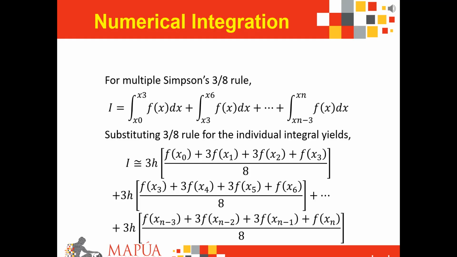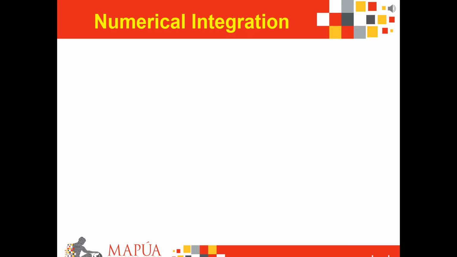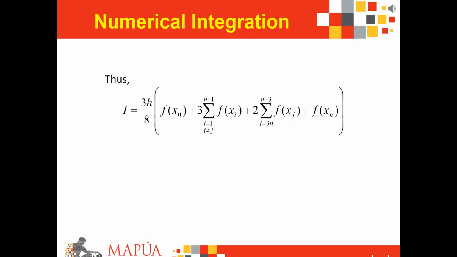Note that each cubic function has a factor of 3h over 8. Therefore, we could factor it out and end up simplifying your given functions to be like this, whereby your h or step size is still multiplied by a factor of 3 over 8. And the pattern of your function now becomes: the first function and the last function are multiplied by 1. Then all other functions are multiplied 3 times.